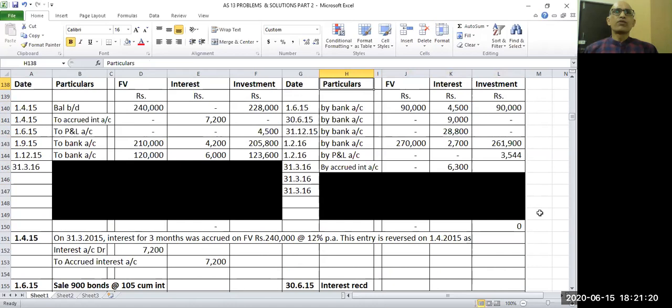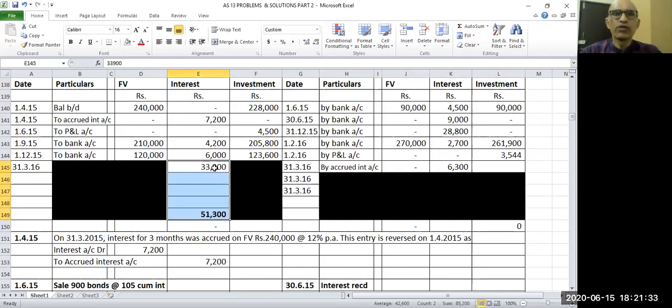Now everything is over in respect of interest. So what we will do? We will first close the interest account. When you close the interest account, we'll have to transfer this balance to profit and loss account. So how do we close the interest account? We have to find out the balance, and that gets transferred to profit and loss account.